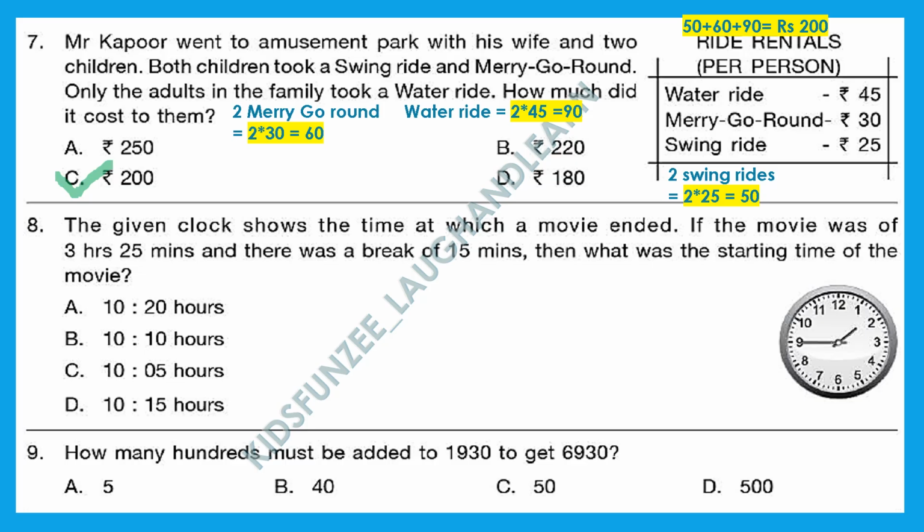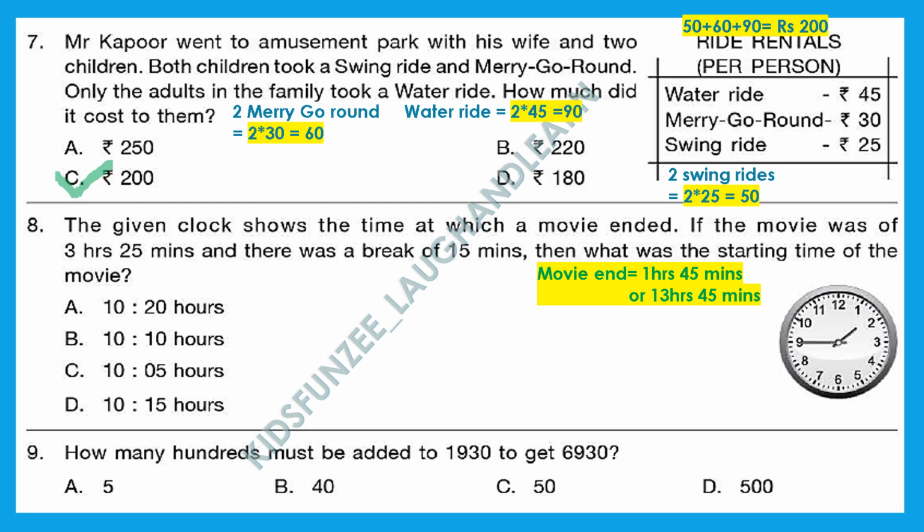Let's see the next question. Question 8. The given clock shows the time at which a movie ended. And what is that time? That time is 1:45. Or if we have to say that in the 24-hour format, we can also say 13 hours 45 minutes is the time when the movie ended. If the movie was of 3 hours 25 minutes and there was a break of 15 minutes, then what was the starting time of the movie?